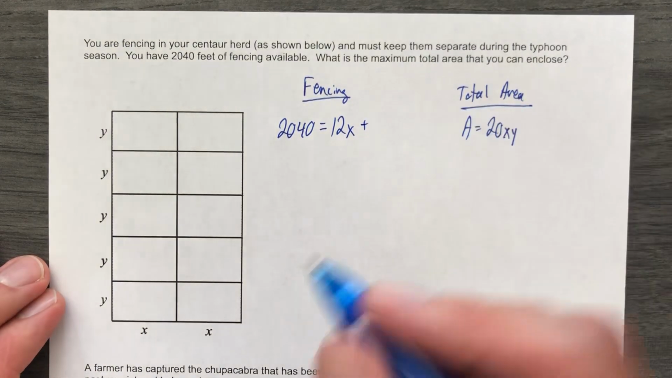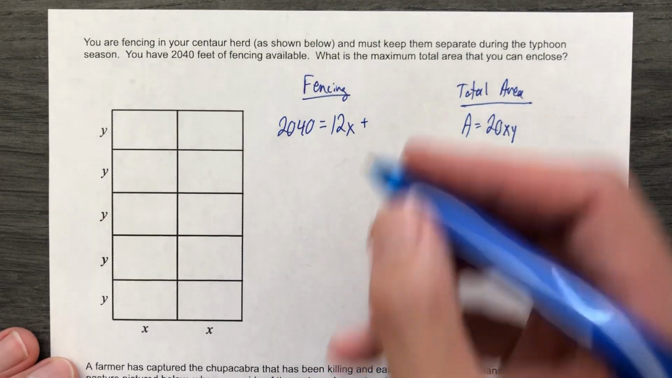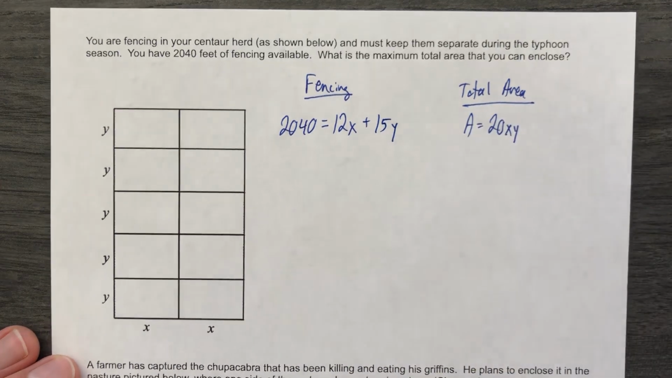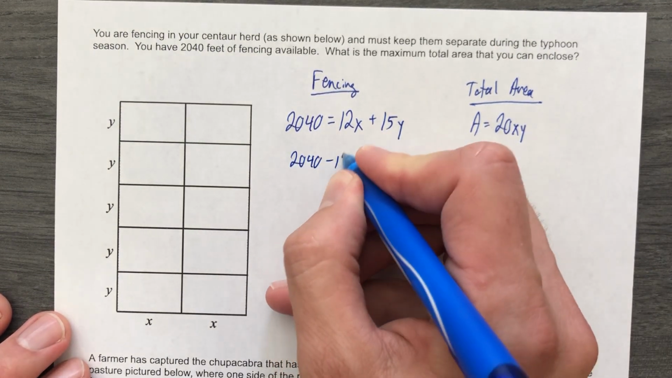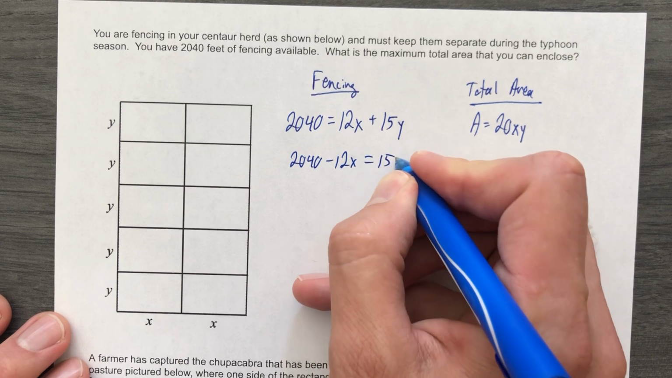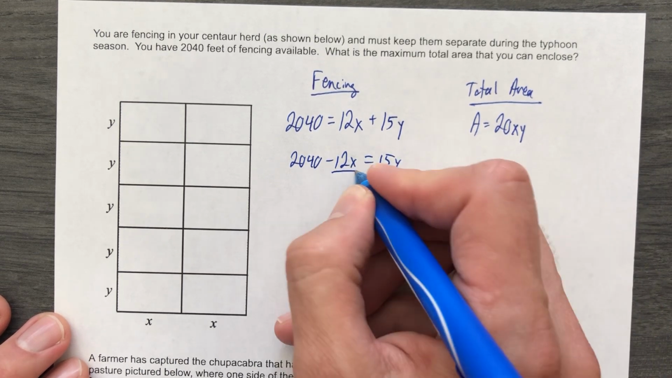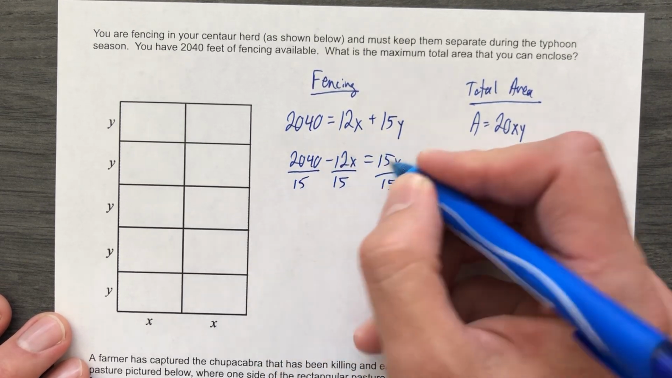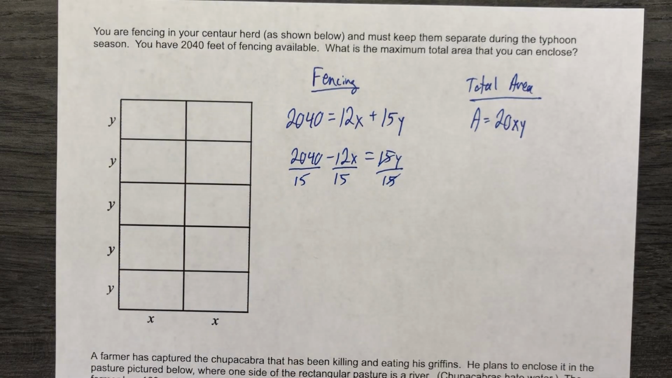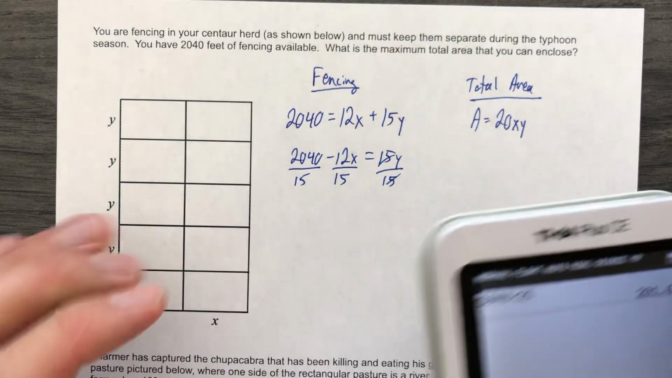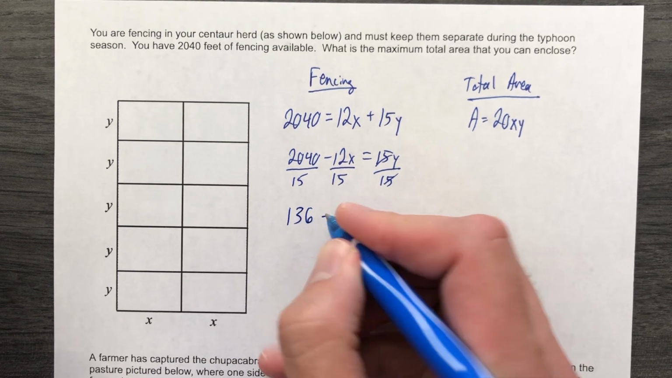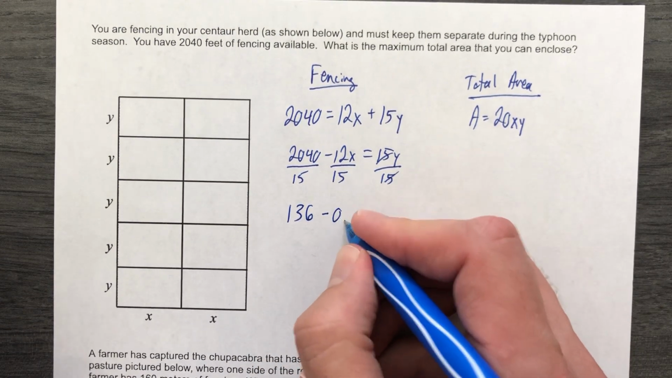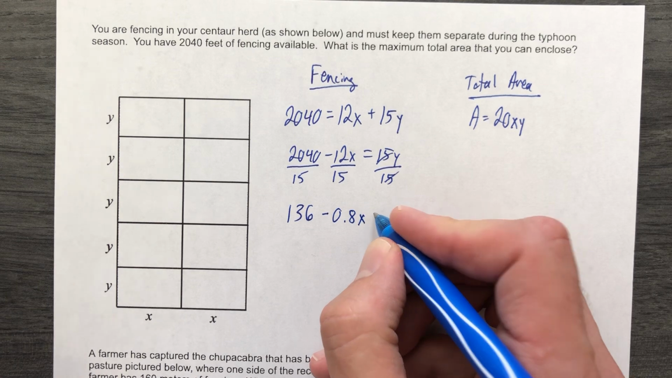Okay, how many y's do you have? 5, 10, 15. I like to solve for y. It makes it easier for me, so let's do it. 2040 minus 12x is equal to 15y. We're going to divide by 15. 2040 divided by 15 gives 136, minus 12 over 15, that's 0.8x. And that's equal to y.